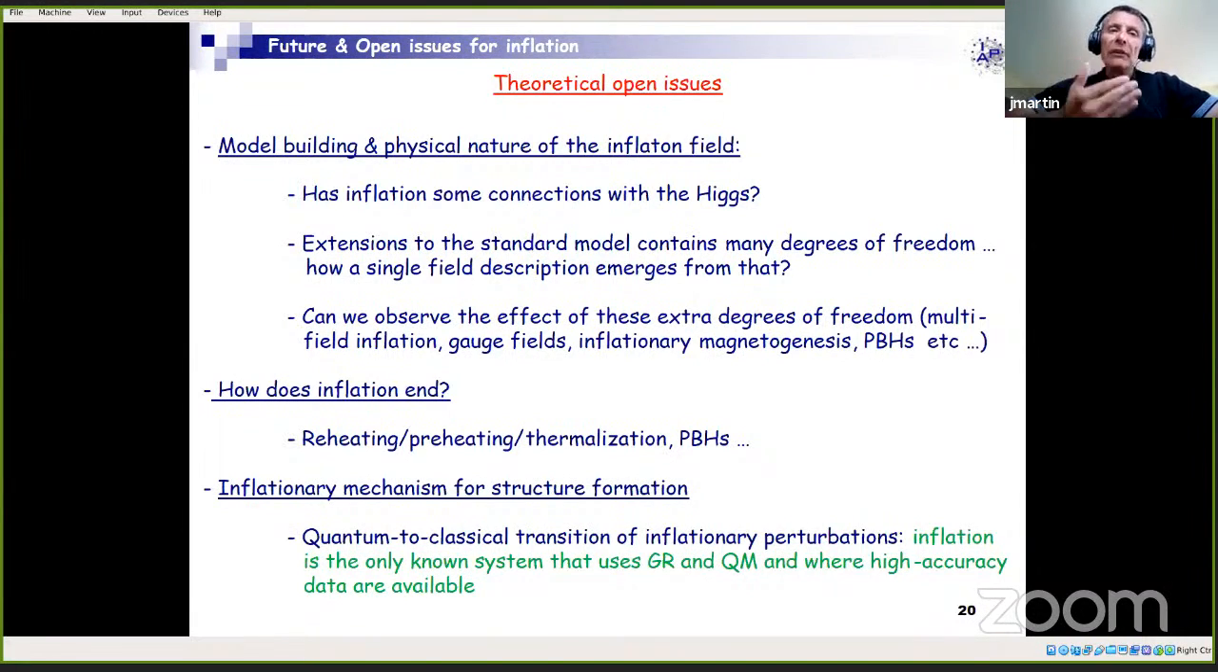So this brings into the game fundamental questions about quantum mechanics. So this shows that inflation is not only a successful scenario for the early universe, it's also a playground for people studying fundamental aspects of quantum mechanics. In fact, inflation is the only known system, at least to my knowledge, that uses general relativity and quantum mechanics to derive the predictions, and where high accuracy data are available. When these two things are satisfied, the only system that I know of is inflation.